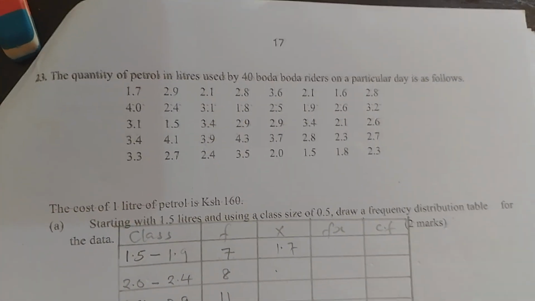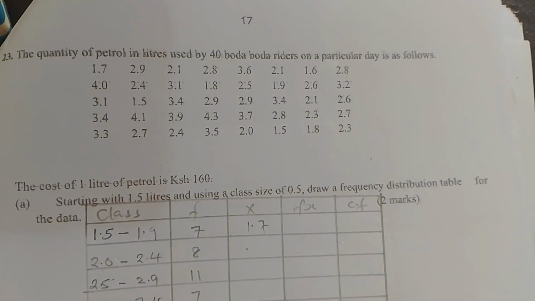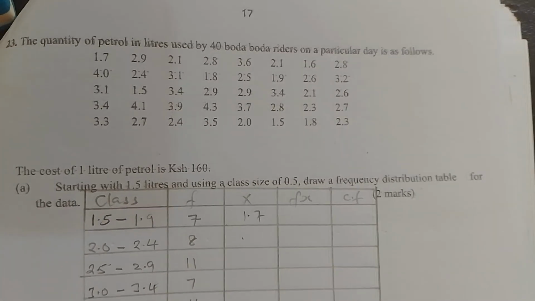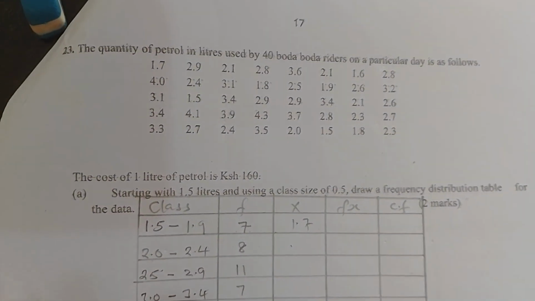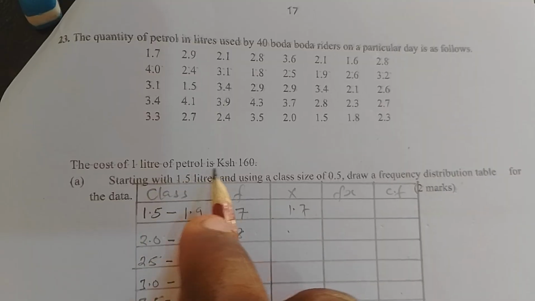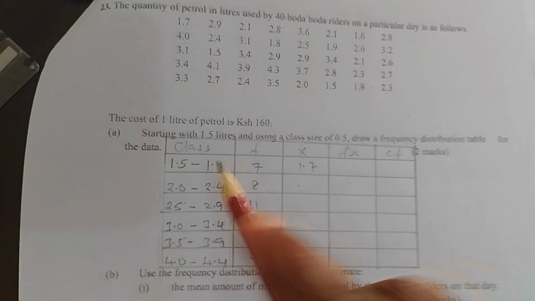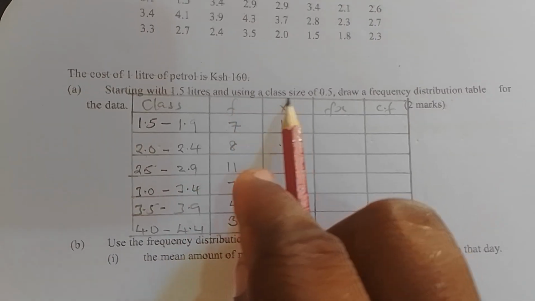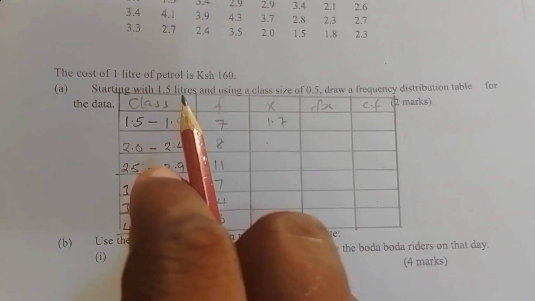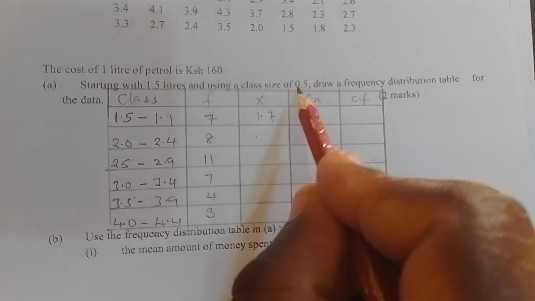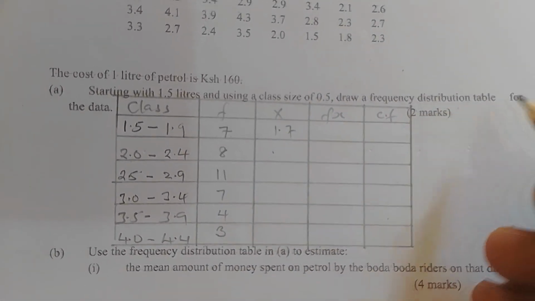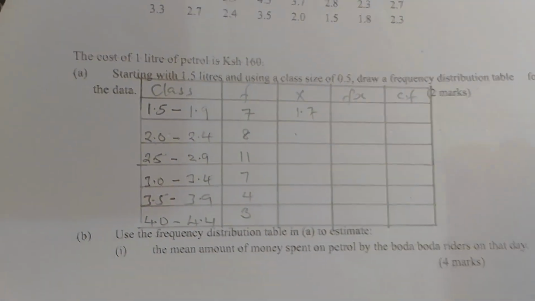Let's read the question. The quantity of petrol in liters used by 40 boda boda riders on a particular day is as follows, as we can see. The cost of 1 liter of petrol is 160 shillings. Starting with 1.5 liters and using a class size of 0.5, draw a frequency distribution table for the data.